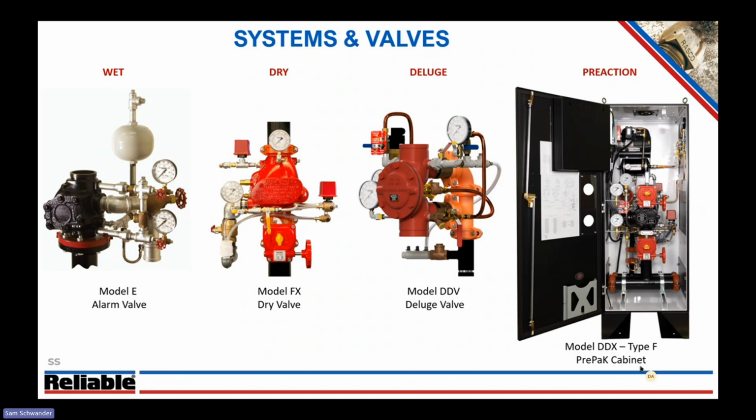So, if we have an alarm check valve like the Model E, we can utilize the alarm line of the Model E check valve to pipe to our hydraulic ball valve. Same thing with the Model FX, which is a differential style dry valve instead of a low pressure dry valve like the DDX-LP. Same idea with the alarm line trim piping to that hydraulic ball valve, or even a diaphragm style deluge valve like the Model DDV. We have an alarm line that we can also pipe to that hydraulic ball valve.